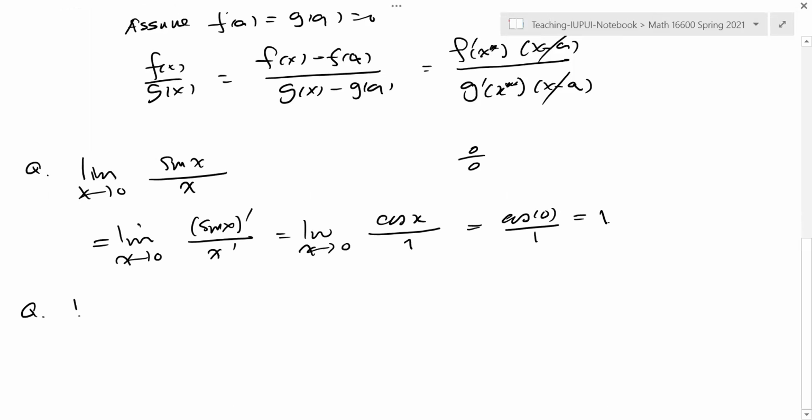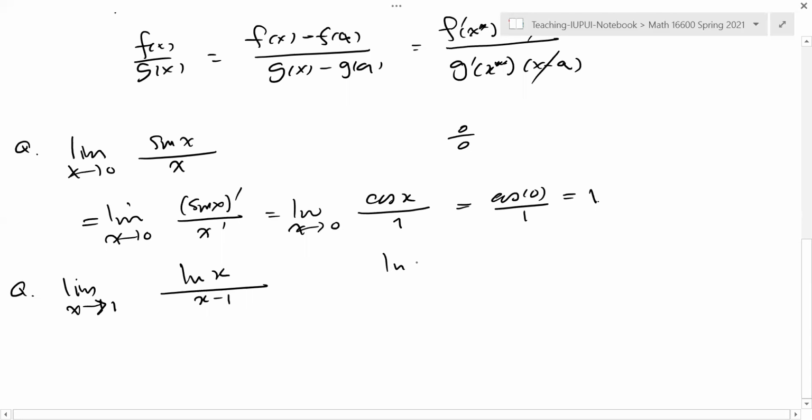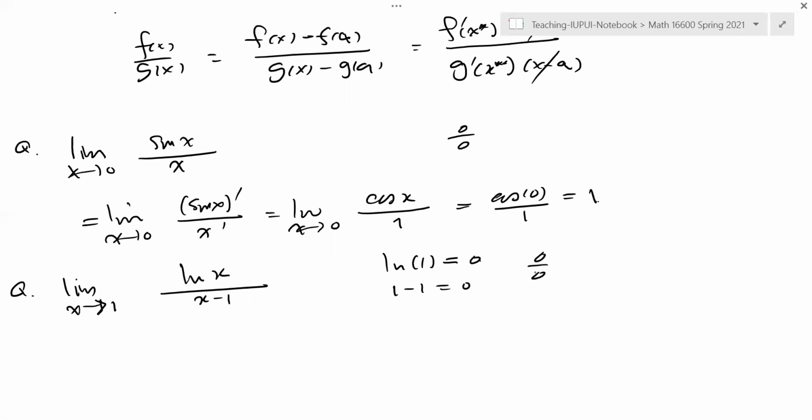Okay, so second example, let's try the limit of natural log of x over x minus 1 as x approaches 1. First of all, you check that natural log of 1 is going to be 0. And then 1 minus 1 is also 0. You know, it's a 0 over 0 type. You cannot just plug 1 in for x into the numerator and denominator.